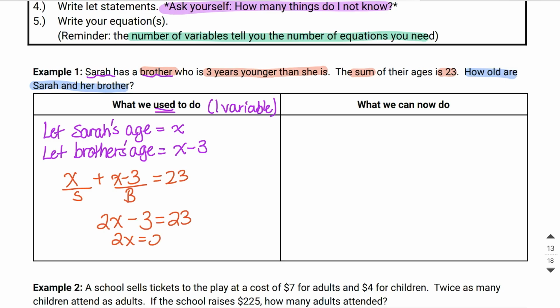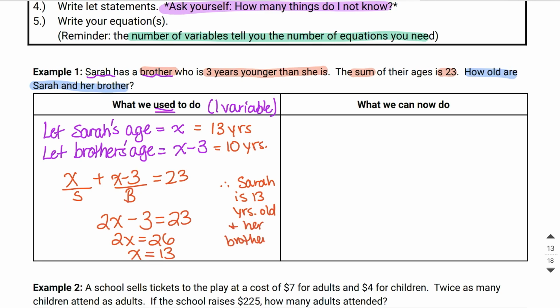Add the 3 to both sides. We get 2x equals 26. Divide both sides by 2, and you get 13, which means that Sarah is 13 years old, because Sarah's age is x, and then Sarah's brother is 10 years old. So then we can say, therefore, Sarah is 13 years old and her brother is 10 years old.